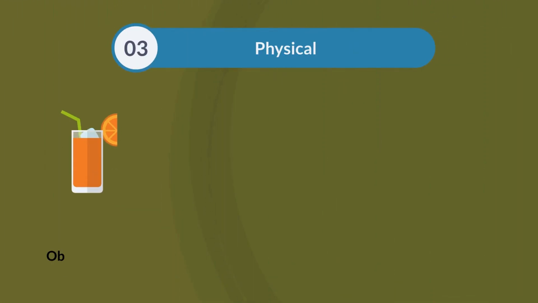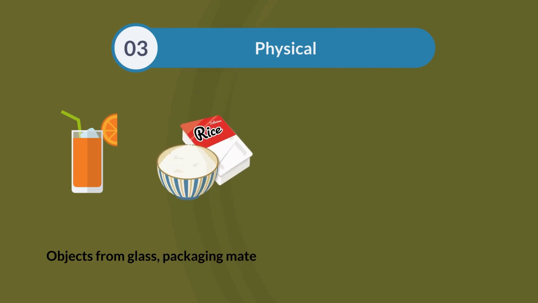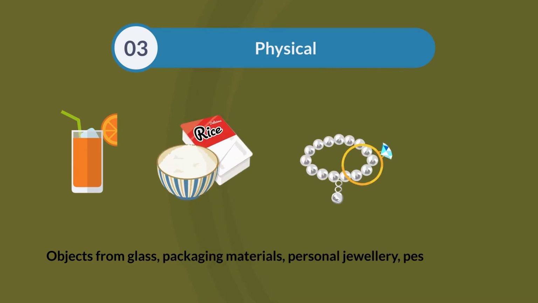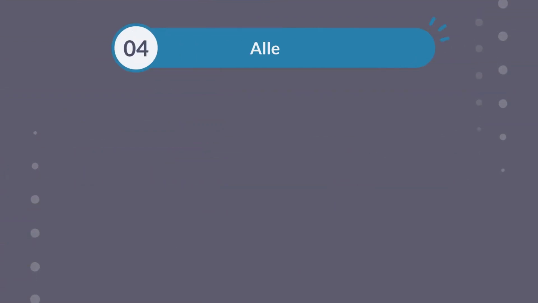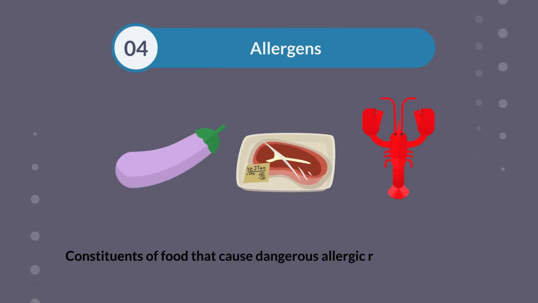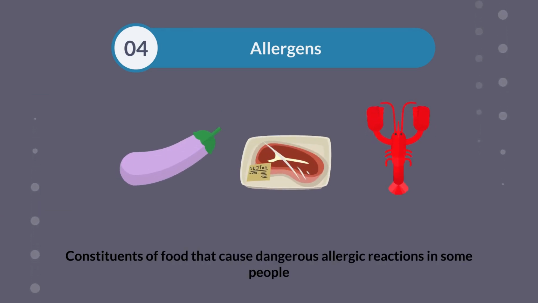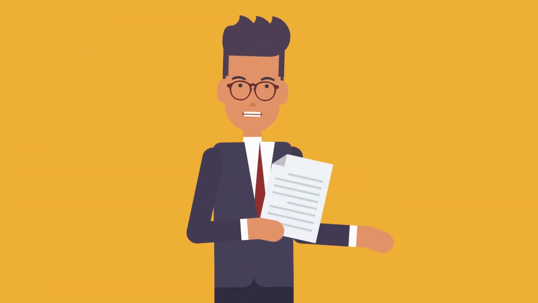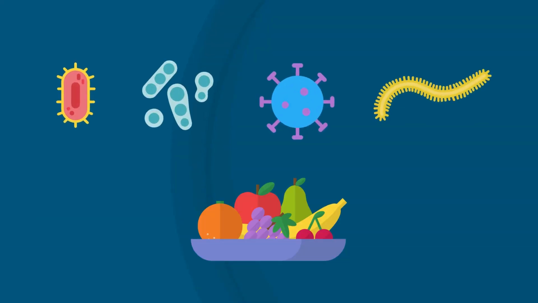Physical, objects from glass, packaging materials, personal jewelry, pest droppings to screws and bolts. Allergens, constituents of food that cause dangerous allergic reactions in some people. All biological contamination has a source and vehicle before causing food poisoning.